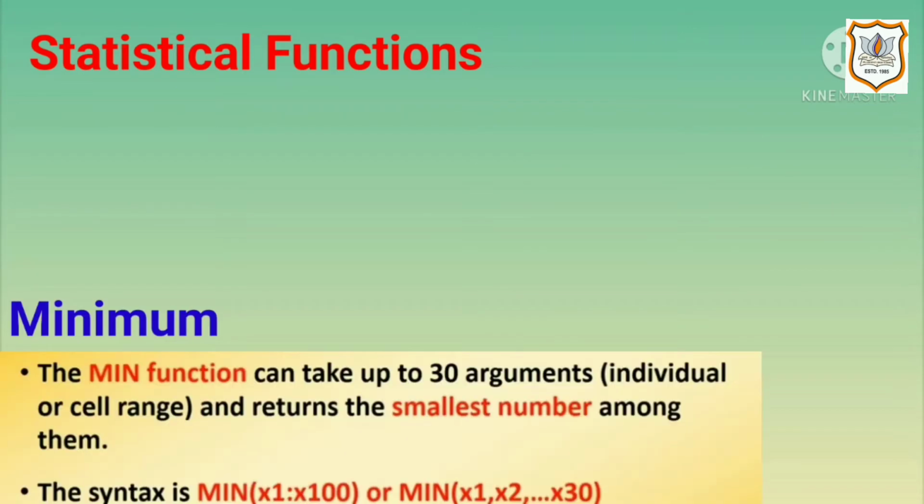This function is the minimum function. The MIN function can take up to 30 arguments and returns the smallest number among them. The syntax of the minimum function is equal to MIN(x1:x100) or equal to MIN(x1, x2, up to x30).